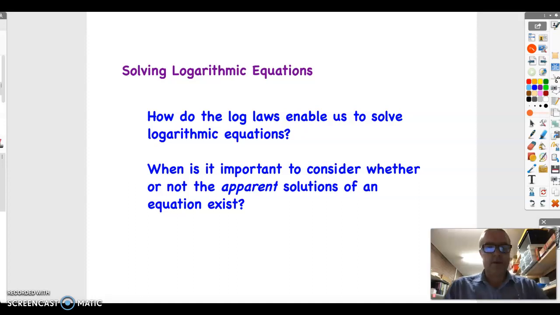G'day everybody. In our video today we're going to look at solving logarithmic equations. In particular we're going to pay attention to how the log laws enable us to solve logarithmic equations, and finally, when is it important to consider whether or not the apparent solutions of an equation actually exist.